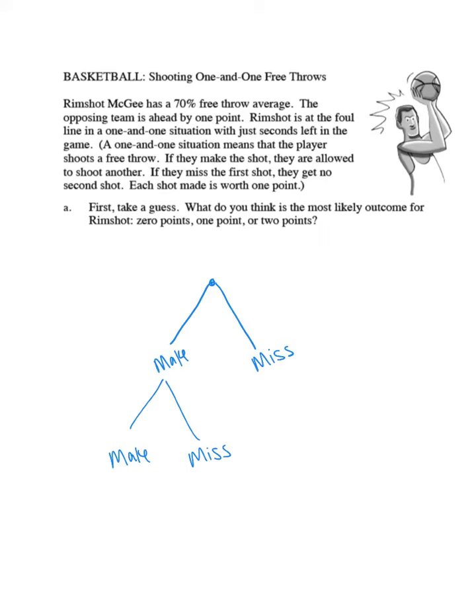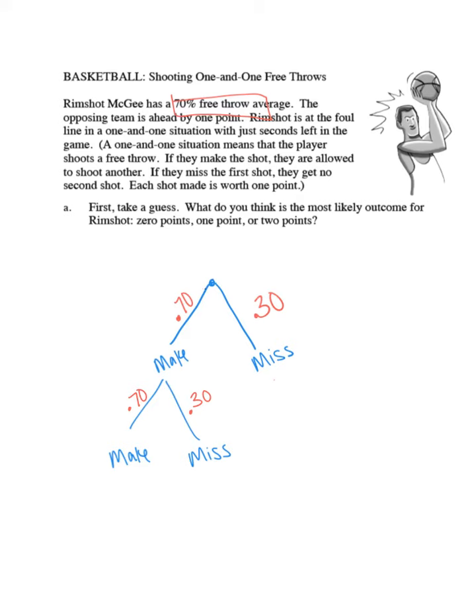I'm going to use Rimshot's free throw average to help me with my diagram. So I have it all filled out. If he misses it, he does not get another shot, so I don't even need to put that there. But the probability that he makes it is 70%, or 0.70. The probability that he misses it is 0.30, so that just goes here. And then if he makes it, he gets another shot. And then he has a 70% chance to make it or a 30% chance to miss it. So I'm going to go through and I'm going to multiply these down.